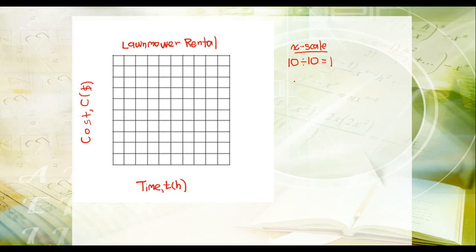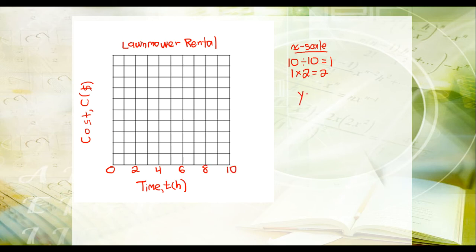1, but we don't wanna label every grid line. So we're gonna double this to determine how much every second grid line goes up by. So starting at 0 here, every second grid line is going to go up by a 2. So 2, 4, 6, 8, and then 10.